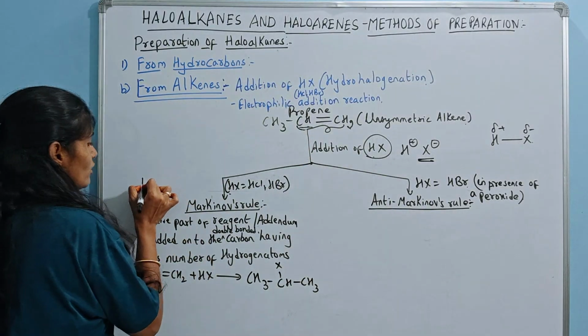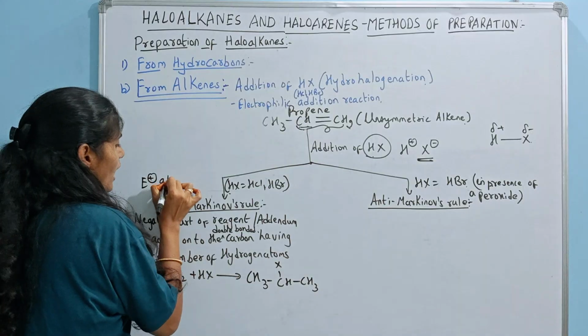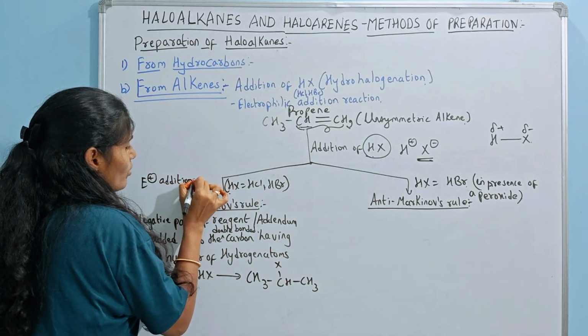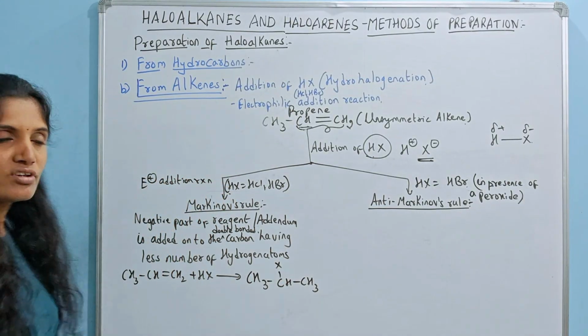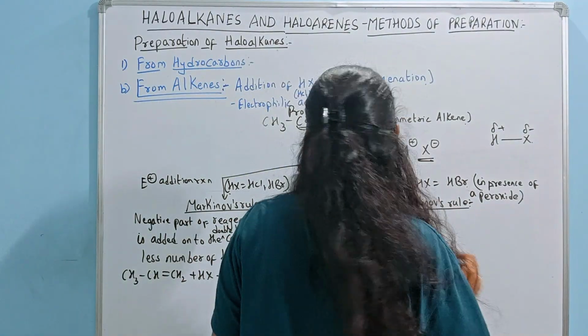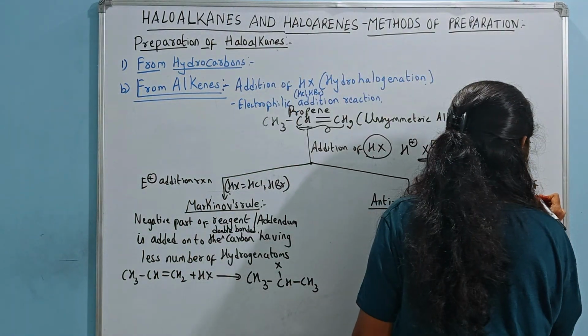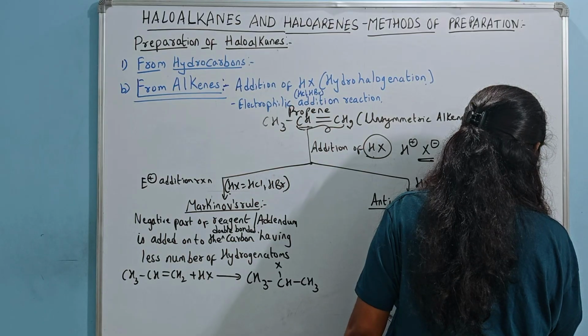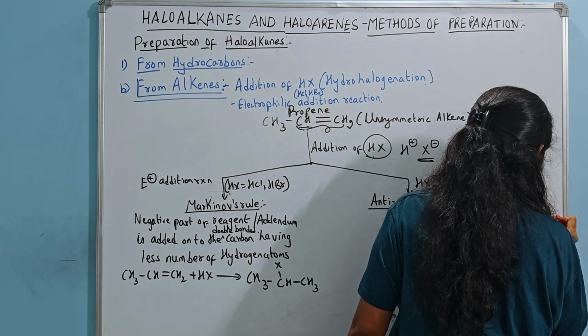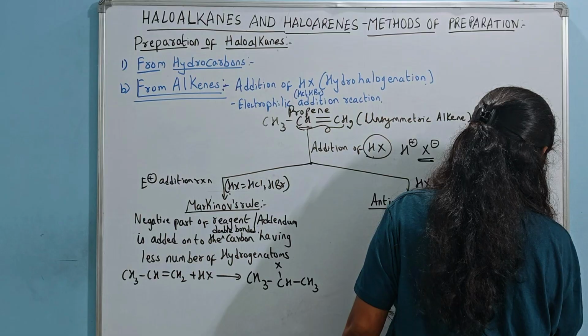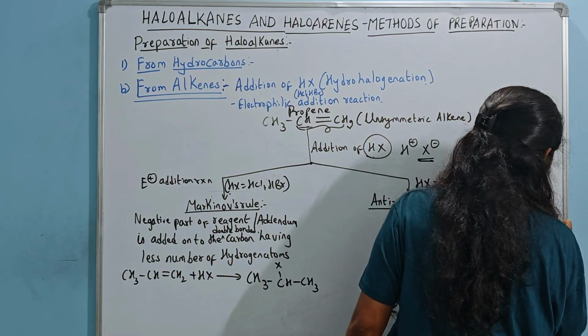One more thing I want to tell you: Markovnikov rule goes through electrophilic addition reaction, whereas your anti-Markovnikov rule goes through free radical addition reaction. So be very careful with this.